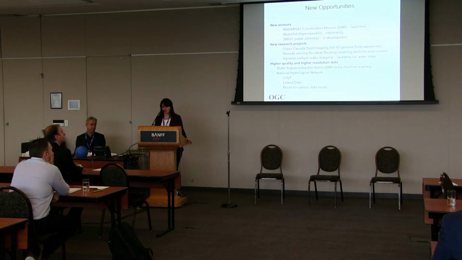We're starting new research projects like building a cross-Canada flood mapping tool for general flood risk awareness. We're working on new remote sensing techniques for improving urban flood modeling and risk assessment, as well as doing a lot of dynamic surface water mapping, so it's like stacking satellite stacks, SAR and optical data. And that's not only to find a proxy indicator for flooding, flood risk, but also to update our water data. And we're looking to do just that.